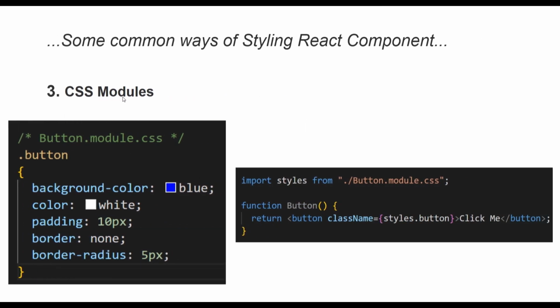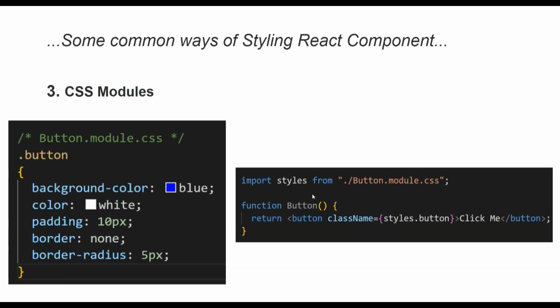Another way is by using CSS modules. Here we can see we declare a button module. Look at the naming convention right here. We create a file called button.module.css, and we define everything right in here, and then we'll come back to the component to actually get it imported.